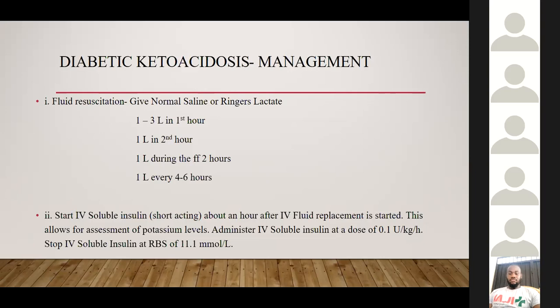Okay, so you can only start your insulin after you've started your IV fluid. Sometimes people are in a rush to start insulin, but make sure you've hydrated your patient. In some cases, you might need to start your insulin, especially if your patient has an acute left ventricular failure, the heart is failing, and this has also triggered a DKA.